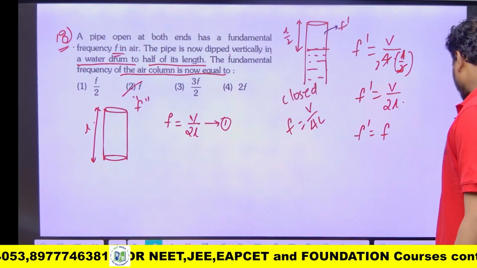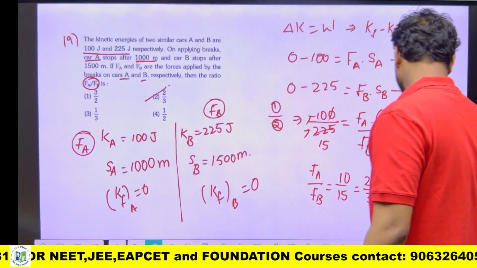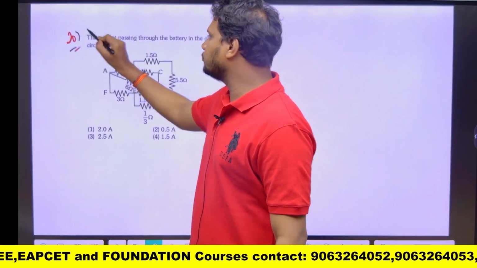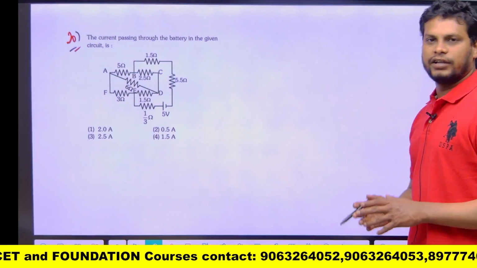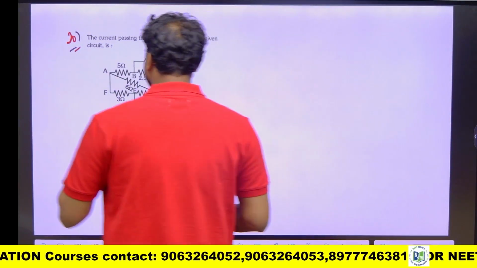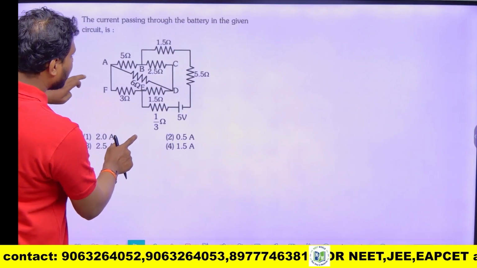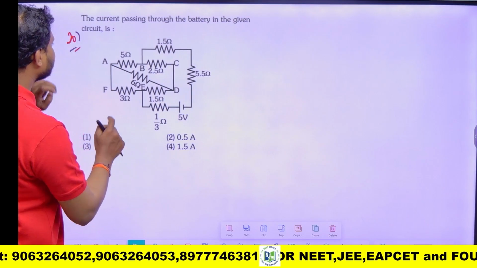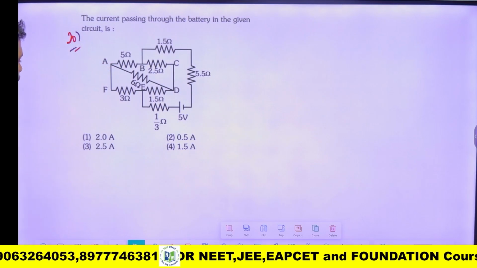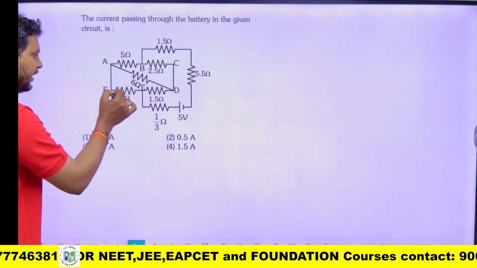Then coming to the next question, question number 20. This is a question from current electricity, and it is based on an electrical circuit. Now let's look at this question. In this question they have given a circuit diagram, and this is the circuit diagram given here.